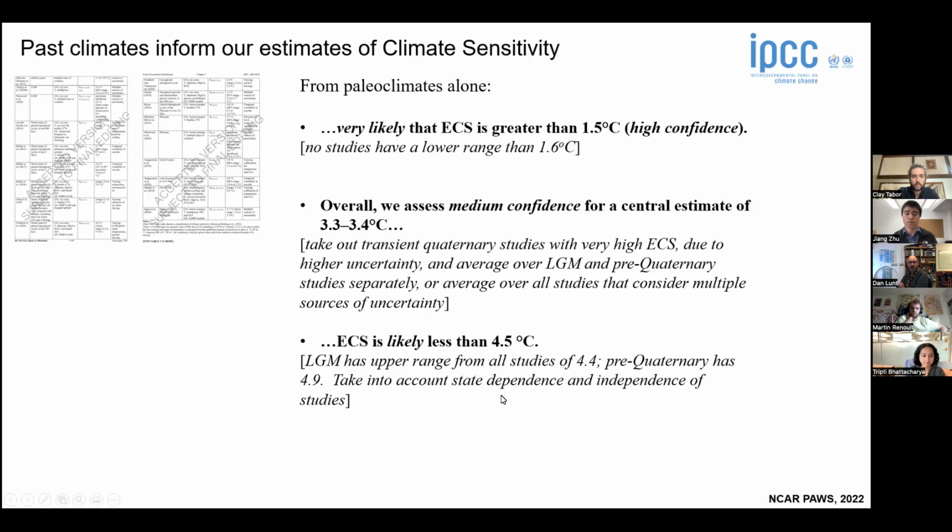Now looking at the upper range of previous work: for the LGM, the highest value was 4.4, and for the pre-Quaternary, the highest was 4.9. But taking into account the state dependence, the fact that we think climate sensitivity increases with increasing temperature, we said it was likely that ECS was less than 4.5. Just a reminder, the language: very likely is a 90% confidence, and likely is a two-thirds confidence.